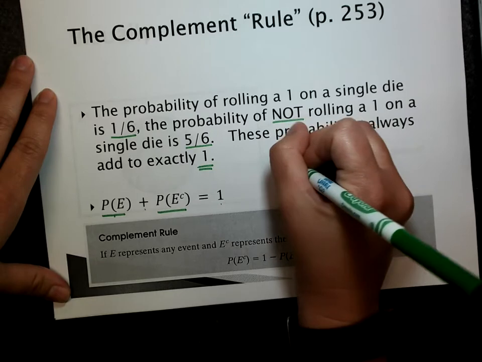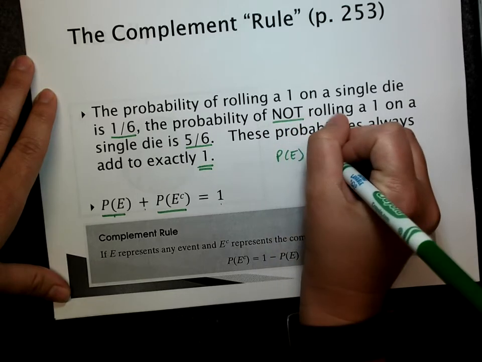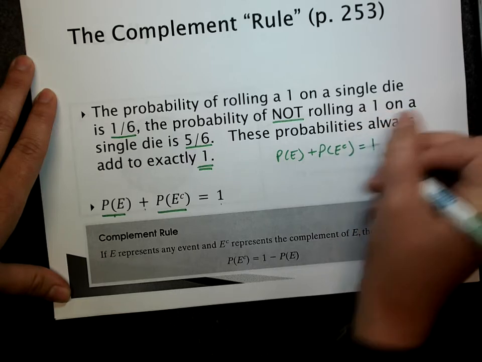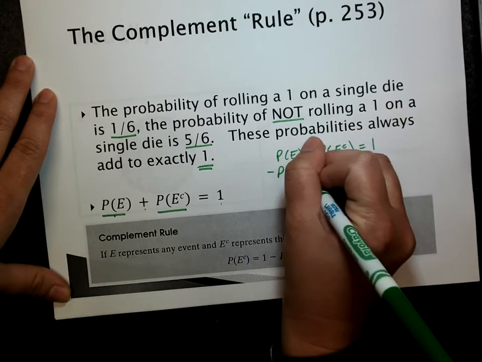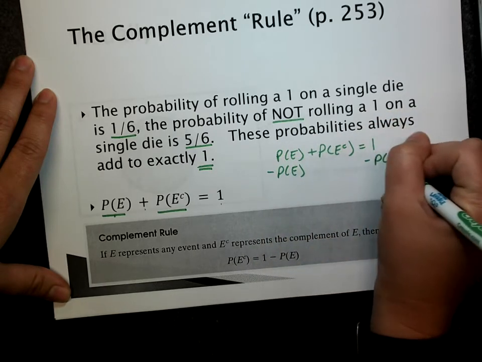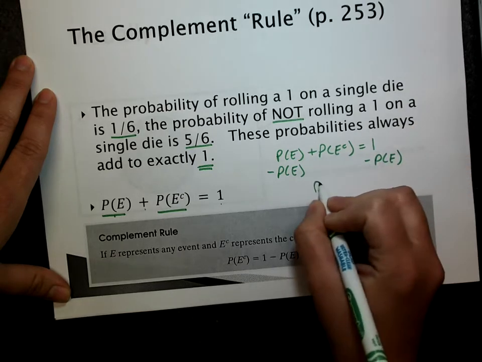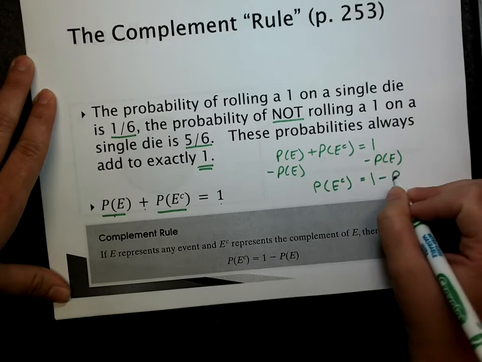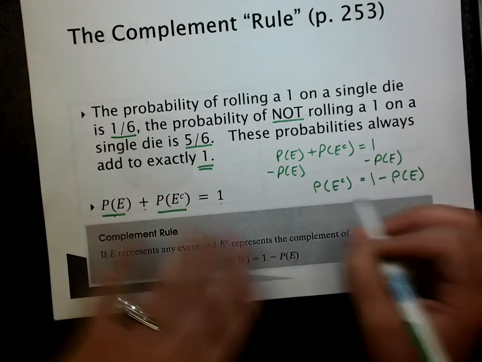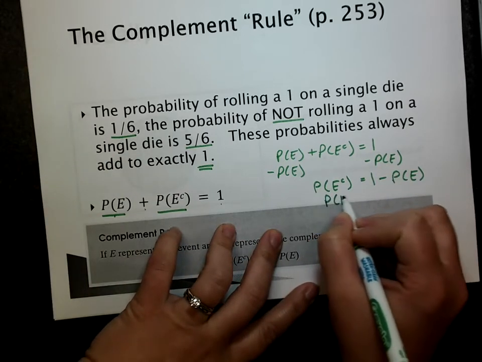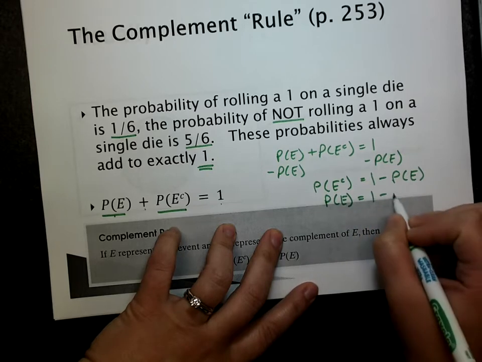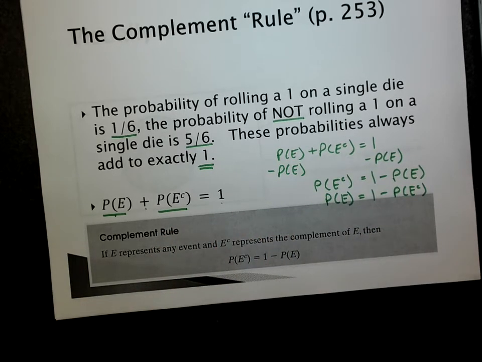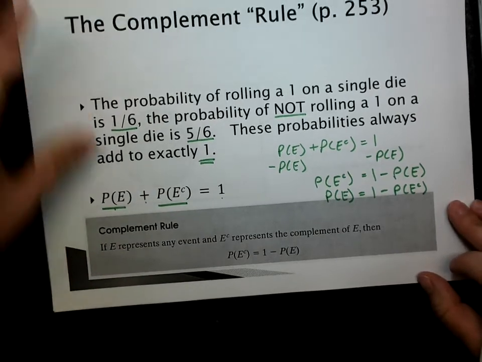And the way the book writes this, all it's done is subtract this one and put it on the other side. Just one basic algebra move. So the probability of the complement is 1 minus the probability of the event. You could also say the probability of the event is 1 minus the probability of the complement, which we'll see a little bit later in section 5.3. So that is the complement rule.